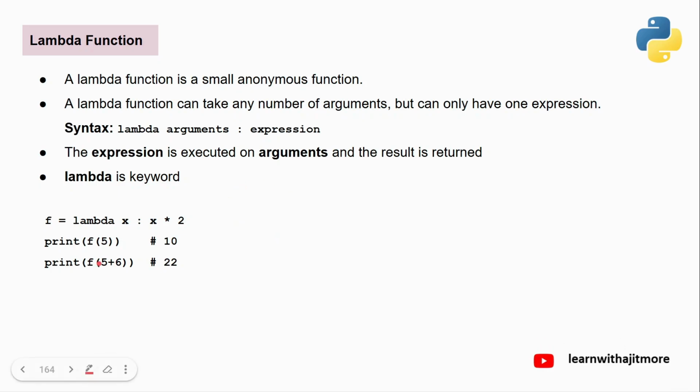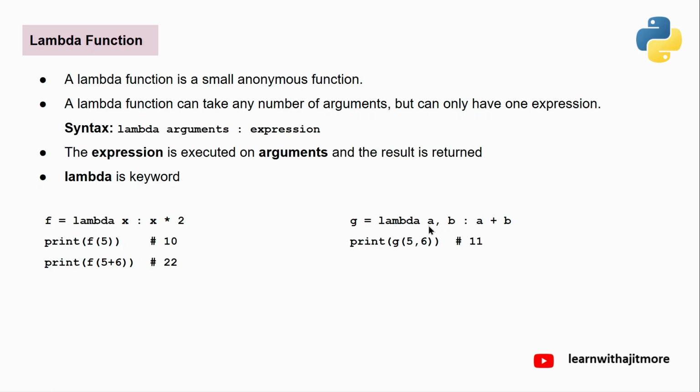No, first it evaluates that 5 plus 6, 11. 11 is passed, 11 into 2, 22. Same, you can write a lambda function with two arguments also. See, this is a lambda function which is taking two arguments and returning the addition of it, a plus b. Now the lambda function is defined and its reference is collected in G.